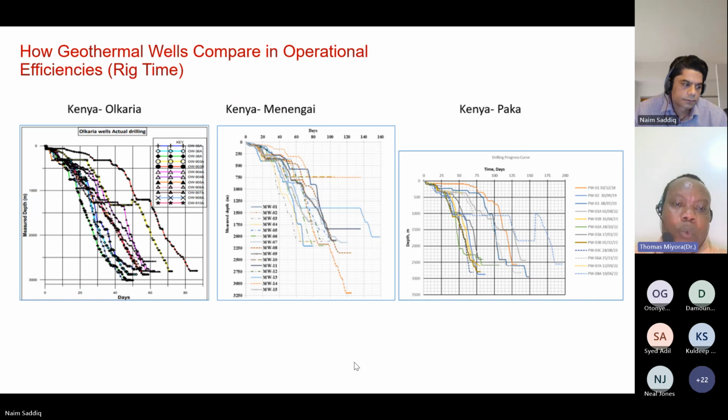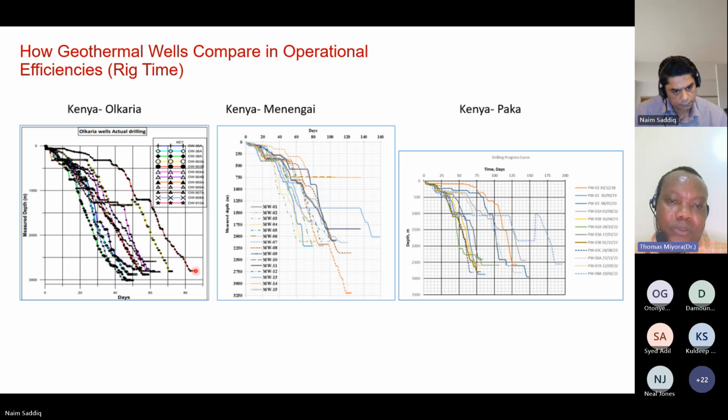When drilling, we usually do monitoring, and the best monitoring parameter that we use is the depth versus time curves. On the extreme left, these are wells drilled in Kenya, the famous field there. They started drilling these wells way back in 1982, but the ones shown here were drilled around 2006, and they had quite a good experience in drilling. The average drilling time, as you can see, is around 50 to 60 days. The longest you can see there is around 90 days.